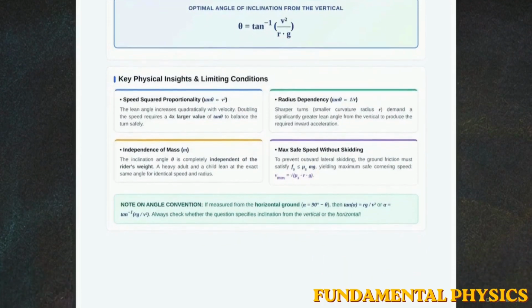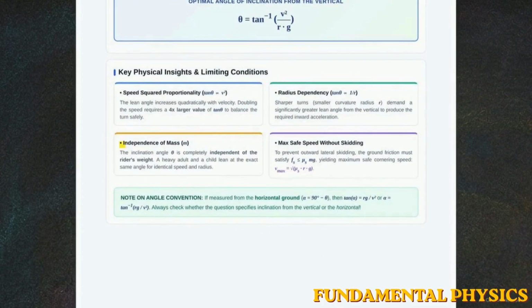One of the most striking details here is what is missing. The variable for mass has canceled out entirely. A heavy adult and small child must lean at the exact same angle to take the same turn at identical speeds. Speed is the most influential factor in this equation.